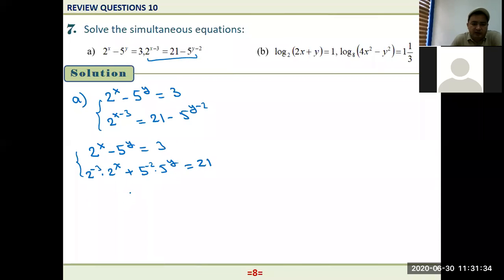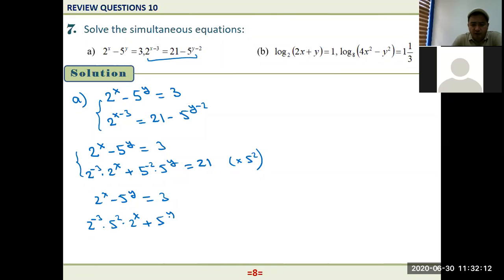So actually, I need to eliminate either x or y. Let me just eliminate, for example, y. To eliminate y, let me multiply both sides here by 25. Here we have 2 to the power x minus 5 to the power y equals 3. Here I'm multiplying both sides by 5 squared, that is 25. What do I have here? Here I have 2 to the power minus 3 times 5 squared times 2 to the power x, plus 5 squared times 5 to the power negative 2, which is equal to 1. So here we have only 5 to the power y.